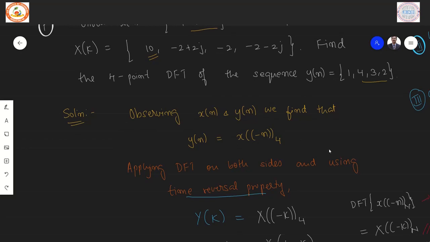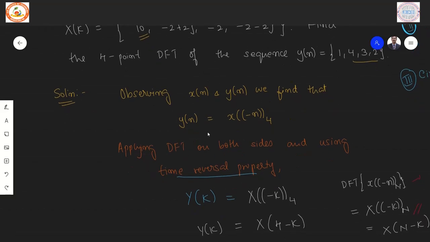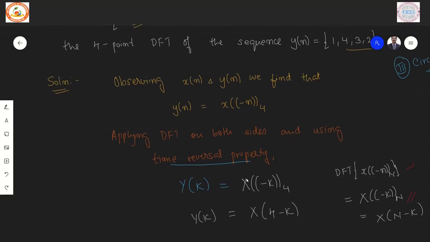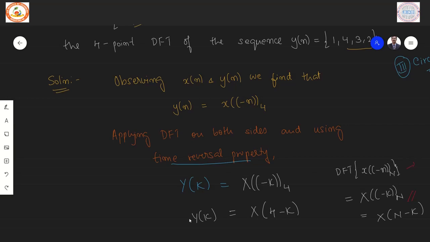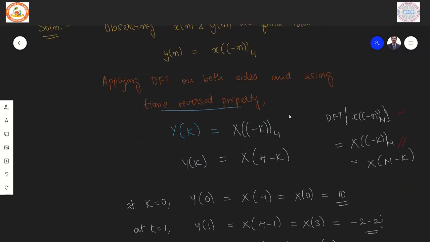Now, taking the DFT on both sides, what happens? The DFT of y of n is called Y of k, and here we need to apply the time reversal property. We know that when you reverse in the time domain, in the frequency domain also you have to reverse. Therefore, the result is X of minus k mod N, and since the length of the sequence is 4, N here is 4, which is the same as capital X of 4 minus k. Now, if you want to calculate Y of k for k from 0 to 3, all you have to do is substitute. When you substitute, you will automatically get the different values.